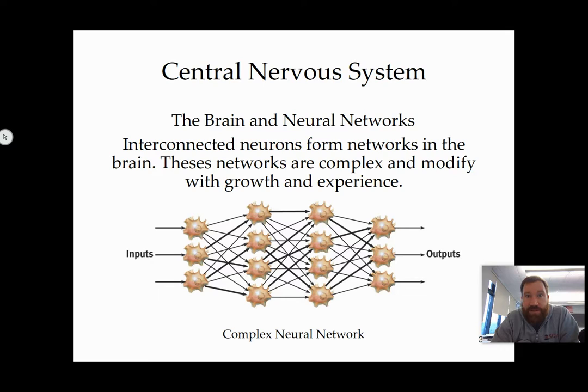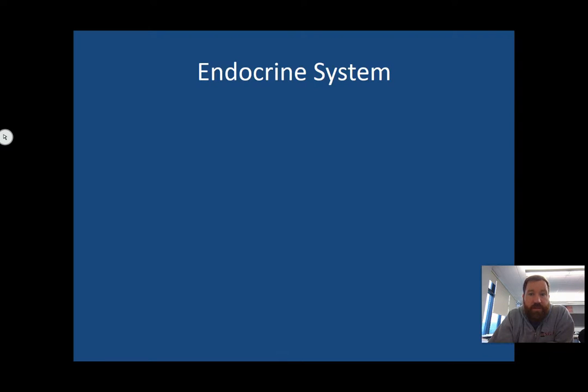And it's what allows for our rich mental life. I do want to move on to the last thing here because it's the last part of this segment, and that is to talk a little bit about the endocrine system. So the endocrine system is also a communication system within the body, but it's different from the nervous system.